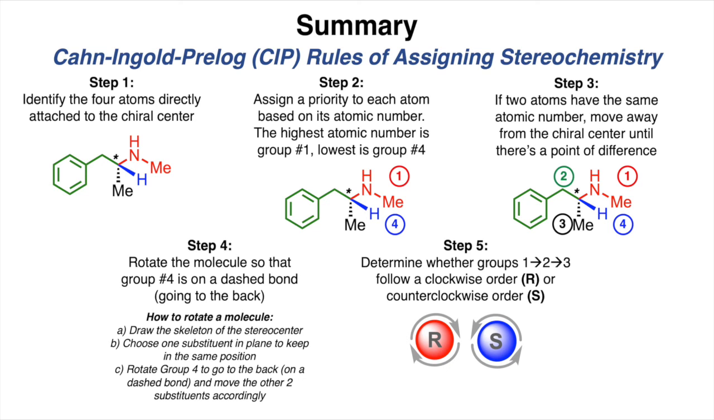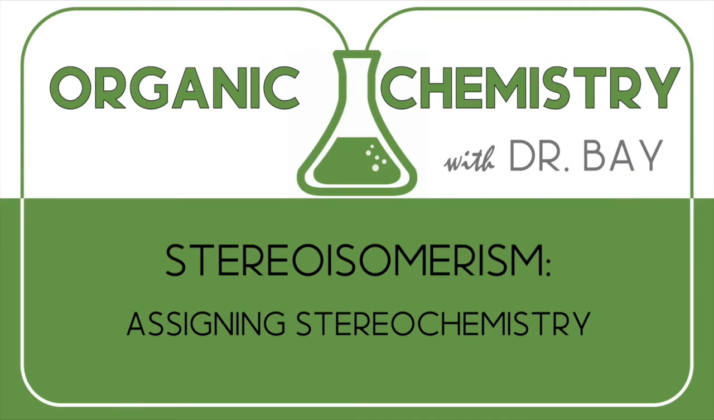Step 3 is that if two atoms have the same atomic number, you're going to move away until you see a point of difference. Step 4 is to rotate the molecule so that the lowest priority group, number 4, is pointing to the back on a dashed bond. And lastly, step 5 is to look at the direction of the first three priority groups to determine its stereochemistry. If they're going clockwise, you have an R chiral center, and if they're going counterclockwise, then you have an S chiral center.